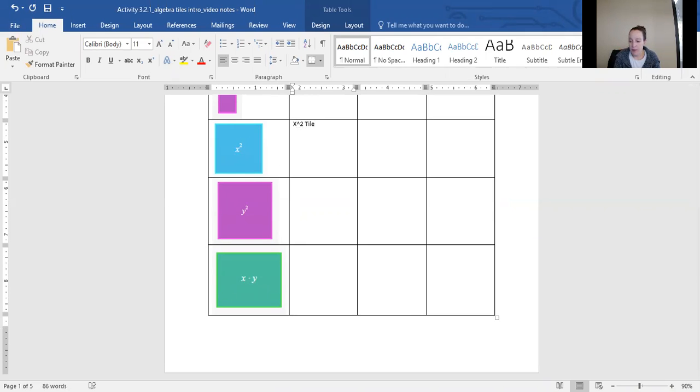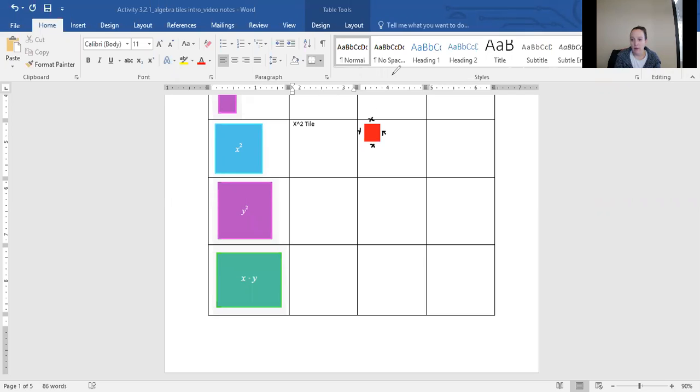And notice nothing is changing, okay? Here's my x squared tile. Now, when I do this, I'll put black, I have a base of x and I have a height of x. That's what makes this the x squared tile. Everything around this square is an x.